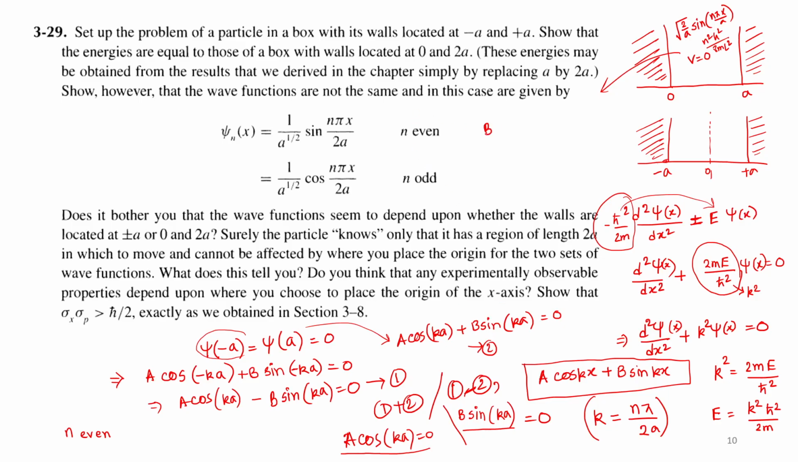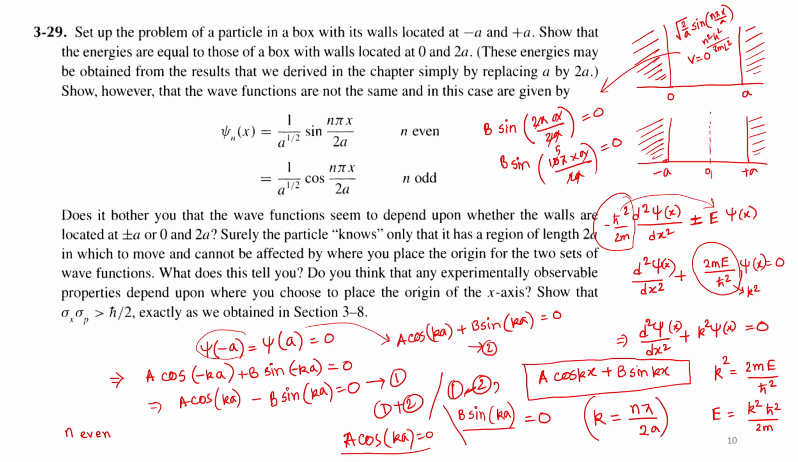If your n is even, b sin 2 pi a by 2a, right? So your 2a cancels, so you are going to get b sin pi, which is actually 0. If you take n even, so I am writing 10 pi into a by 2a, you are going to get 5 pi, sin 5 pi, which is again 0.